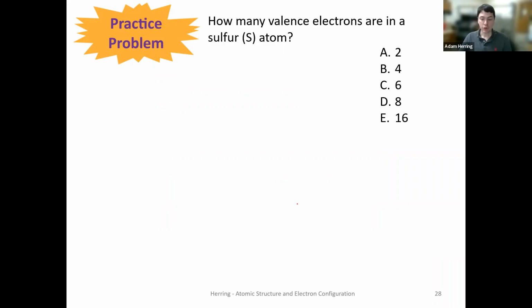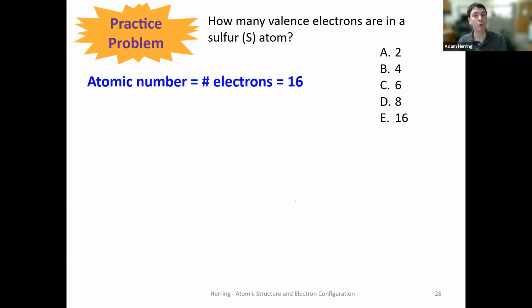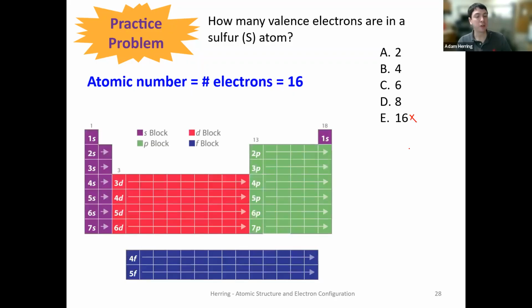Welcome back. So in order to determine this, we need to locate sulfur on the periodic table. Elemental symbol S is number 16. And so it has 16 electrons total. Now that's the number of total electrons, not the number of valence electrons. By determining its group number, or by determining its electron configuration, we can determine how many valence electrons there are. So sulfur is right here.